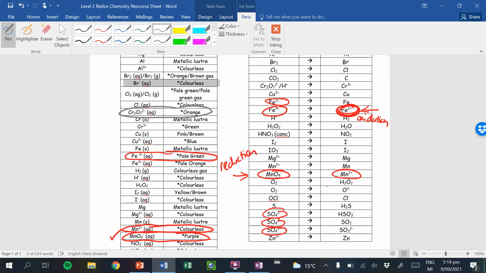Dichromate, when I look at it, I have some options. There's the chromium ion, and there's also chromium the metal. Now, I know it's not going to go into the metal because I see that green is another product. So I know that it's going from here to here.